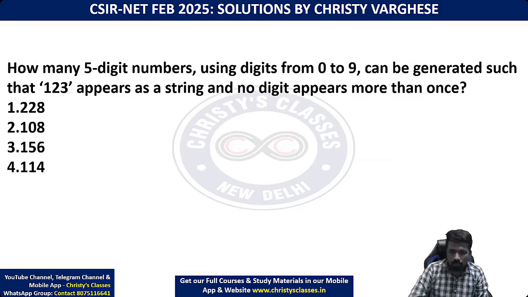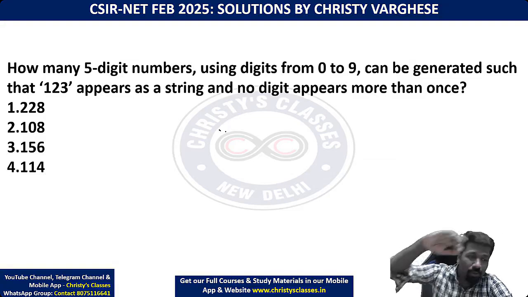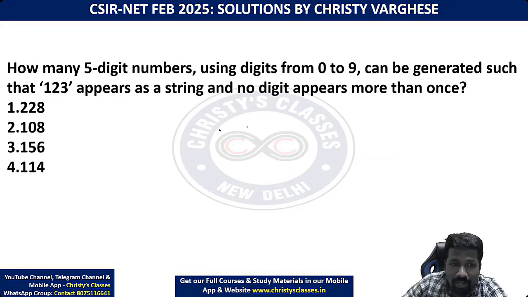Okay, so I will explain. How many 5-digit numbers using digits 0 to 9 can be generated such that 1, 2, 3 appears as a string? Matlab 1, 2, 3 is fixed. You cannot change the order of it, but you can change the position of where the string will belong. 1, 2, 3 internally you cannot arrange. Internal arrangement, external arrangement are some keywords we will be learning in the permutation combination unit.